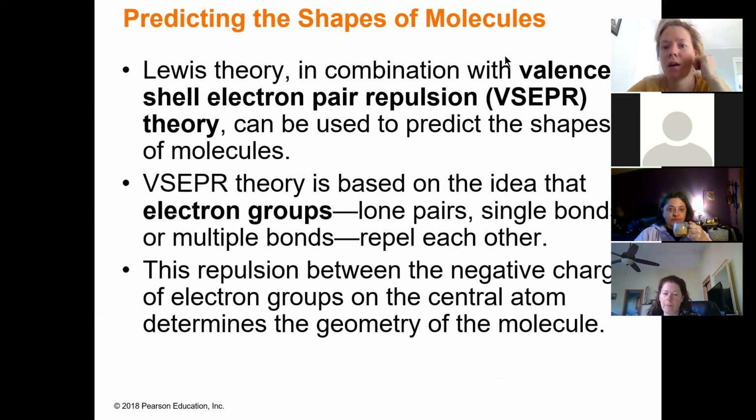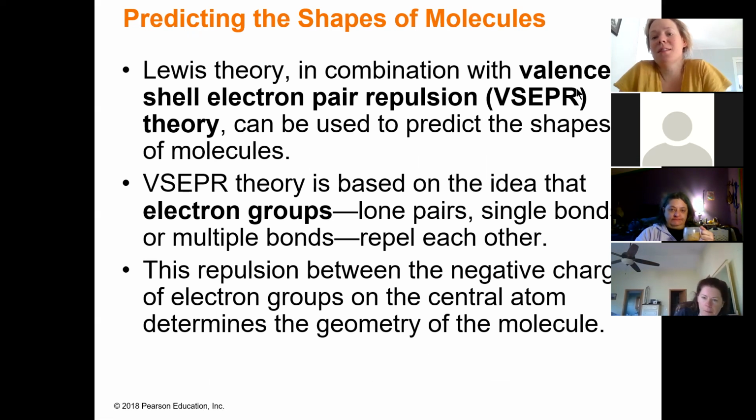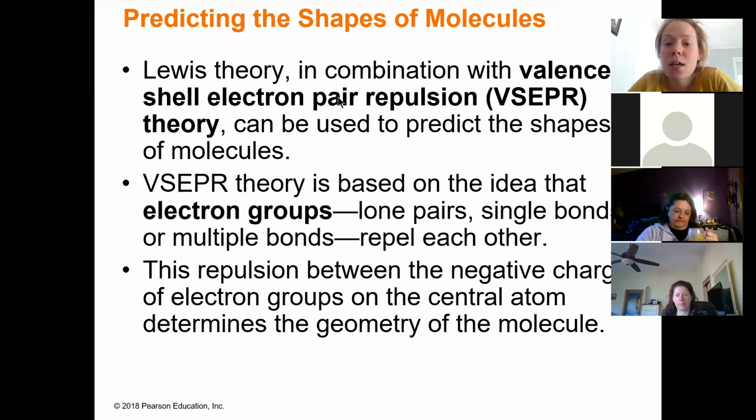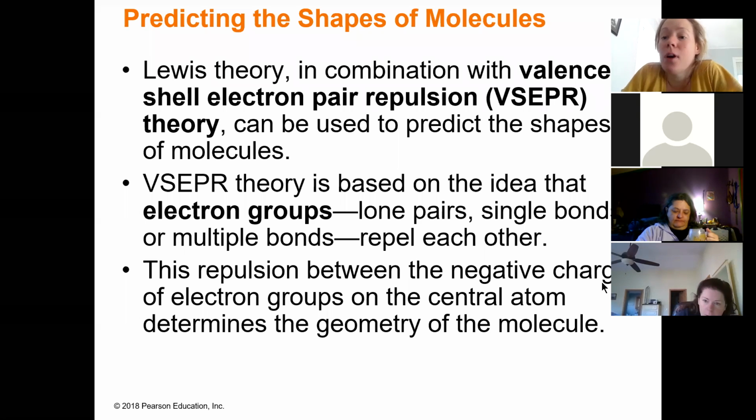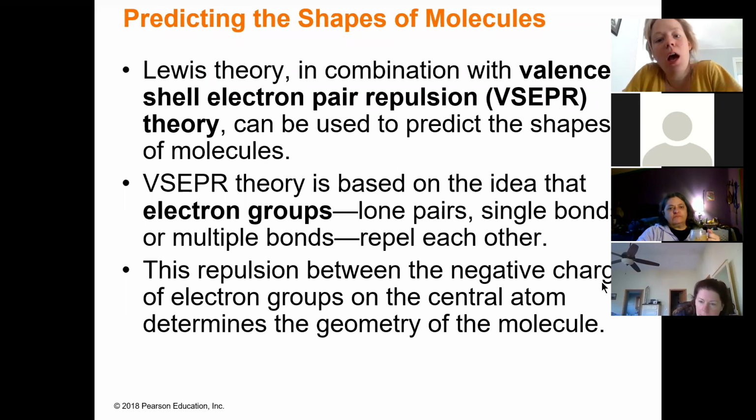And so we need to go over this thing called VSEPR, which is valence shell electron pair repulsion theory. It is just a fancy way of saying that groups of electrons want to get as far away from each other as they possibly can. So if I have two single bonds, the single bonds are going to spread out in 360 degrees to get as far away from each other as they can.